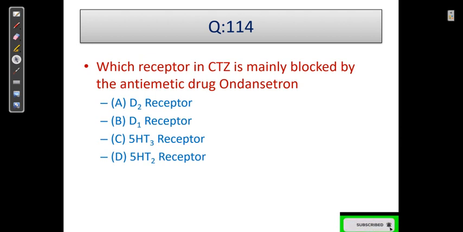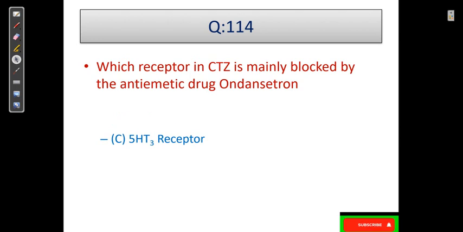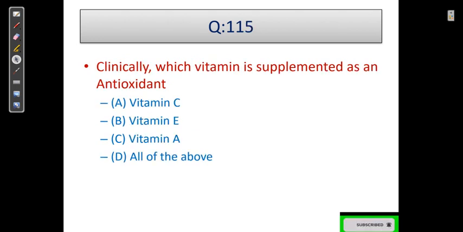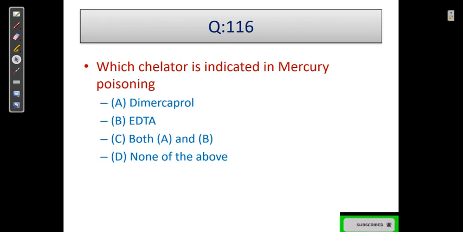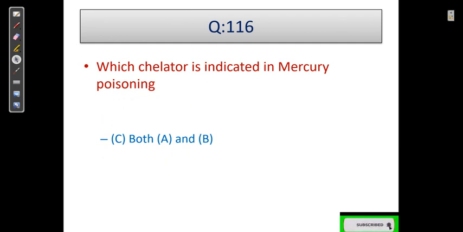Which receptor in the CTZ is mainly blocked by the antiemetic drug ondansetron? D2 receptor, D1 receptor, 5-HT3 receptor, 5-HT2 receptor. So the correct one is 5-HT3 receptor. Clinically, which vitamin is supplemented as an antioxidant? Vitamin C, vitamin E, vitamin A, all of the above. So the correct answer is all of the above. Which chelator is indicated in mercury poisoning? Dimercaprol, EDTA, both A and B, none of the above. So the correct answer is both A and B.